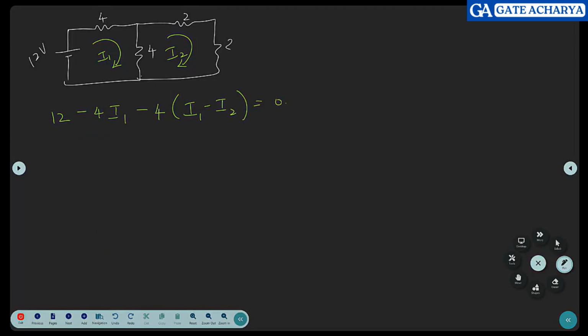And how about the second loop? You can start with this component. So current entering side, leaving side. So you can say minus 2I2, minus 2I2, another minus 2I2. And how about this one? Minus 4, I2 minus I1 equal to 0. So you can solve this and then find I1 and I2.